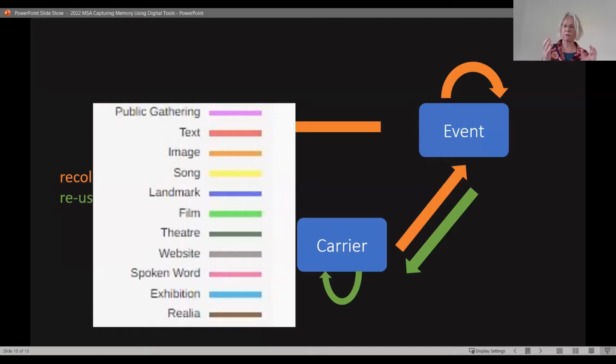And most network visualizations are used for social networks, right? The networks between people. What we were trying to do was to use network analysis to show the relationship between carriers and between themselves, and also the relationship between the carriers and the original event to which they referred.